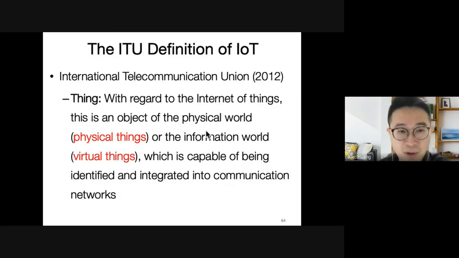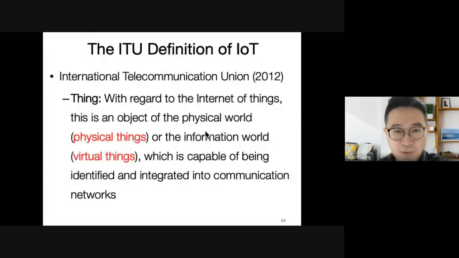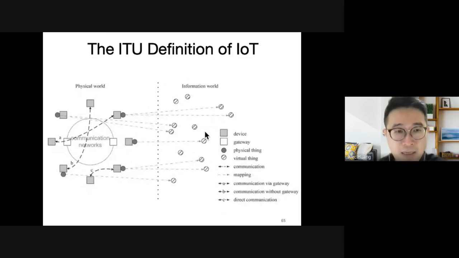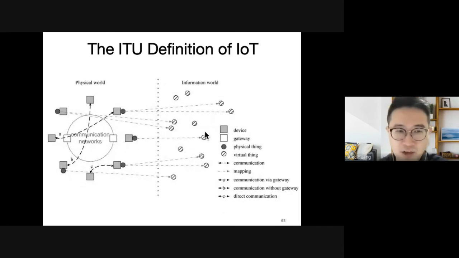So basically, things were defined as physical things and virtual things, and their communication with each other becomes the important feature of the Internet of Things. So here's the architecture for the IoT. I don't have time to talk about that in detail, but if you are interested in knowing the ITU definition, then you can take a look at their report.